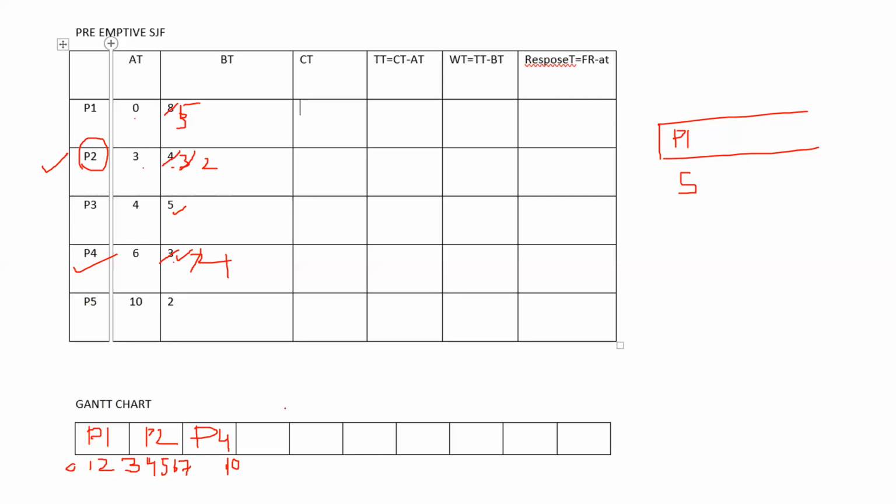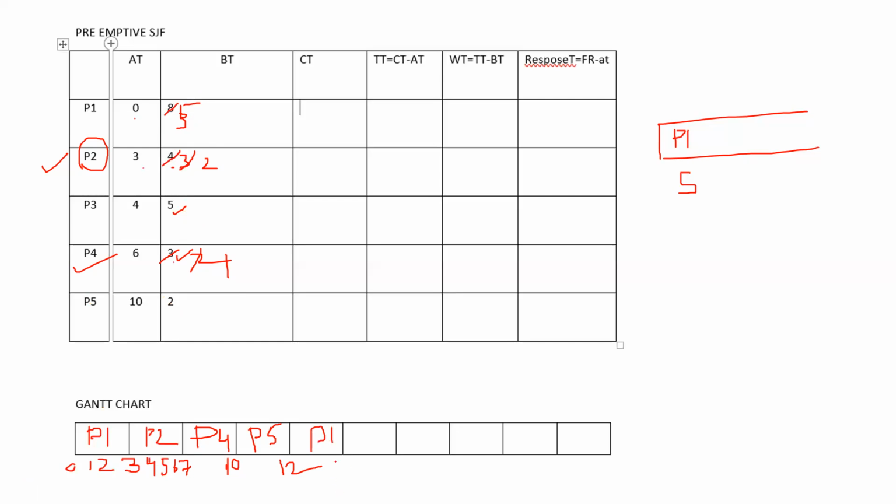Who is the shortest one? P5 is the shortest one. How much time? Only 2. Okay, so what will I do? I will write 12. Now who all are there? P1 is 5 and P3 is 5. Both are 5, so it means first come first serve. So I will take P1 here.